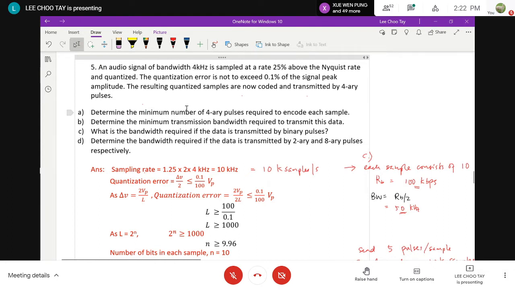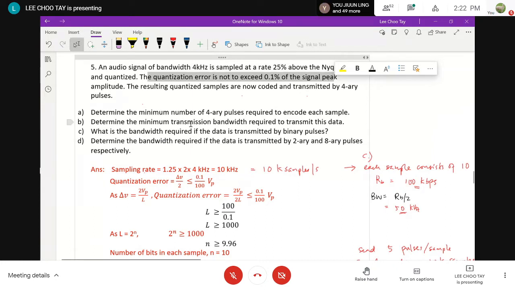So to actually do this, we need to work out our n first. We need to find out how many bits each sample has first, because we want to know how many pulses we need to encode each sample. So that means we need to find how many bits n there are in a sample. And we can compute this by using this clue here in the question.